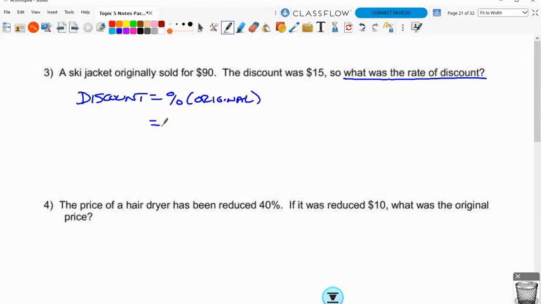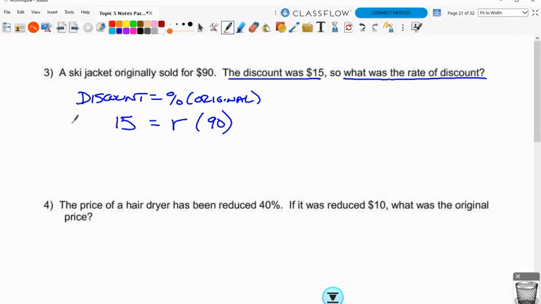Okay, this time the rate of discount isn't given. That's what we're looking for, so we're going to put R for the rate. They tell us that the original price of the ski jacket was $90. And they tell you right here the discount was $15. So that's what we're going to put here for the amount of discount. So we have to figure out R, the rate.